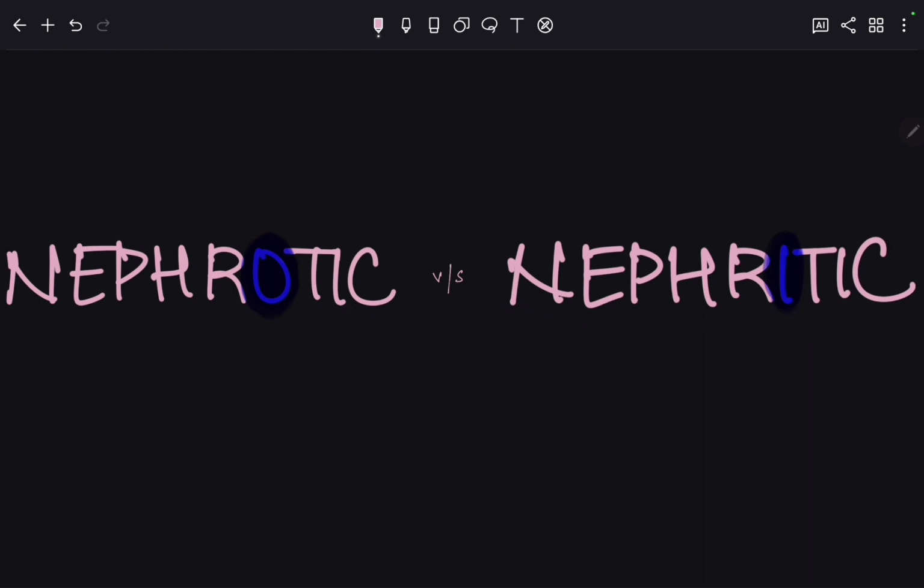The only differentiating letter in both these words is the O in nephrotic syndrome and the I in nephritic syndrome. Now let's look at nephrotic syndrome. The P in nephrotic syndrome is before the O, and the P in nephritic syndrome as well is before the I. So what does this P signify? The P signifies protein. The protein is rotten or rot in nephrotic syndrome.